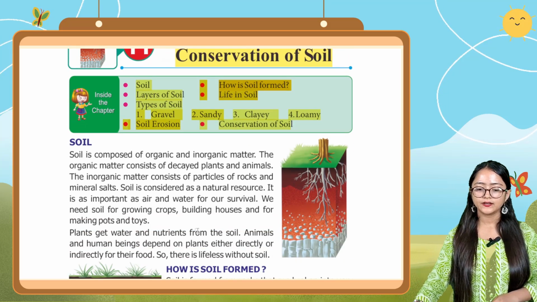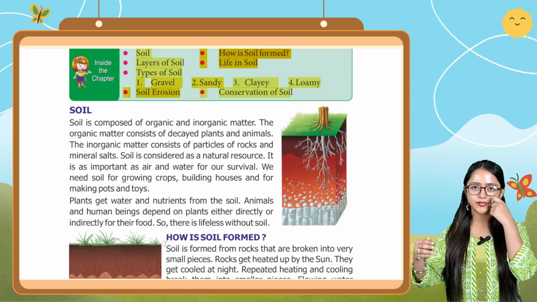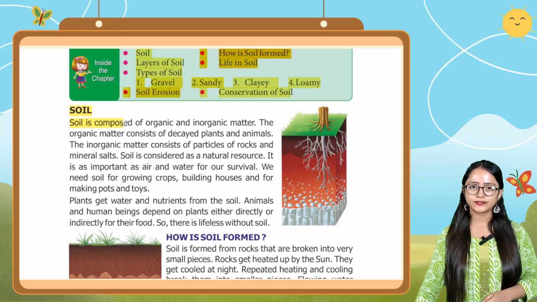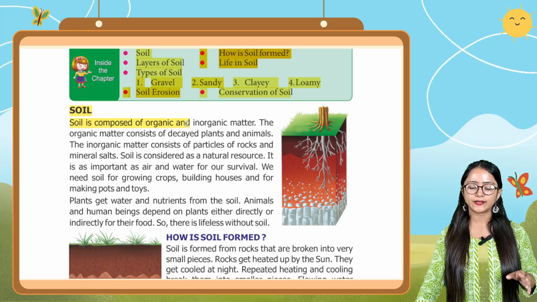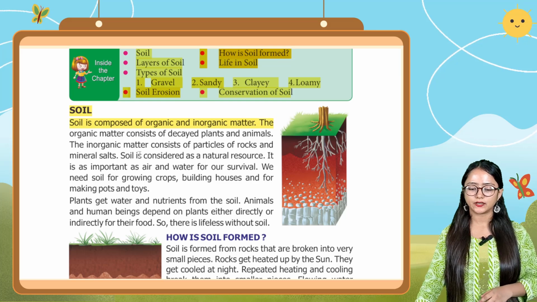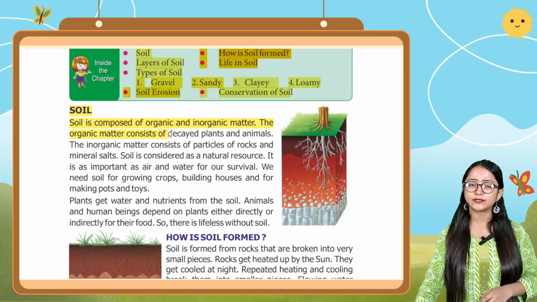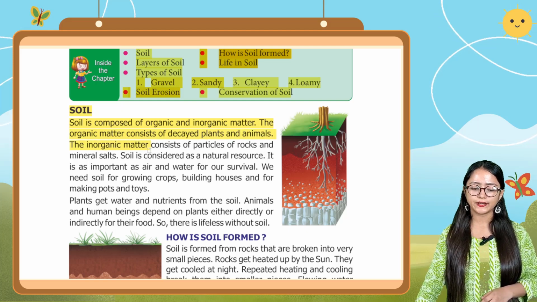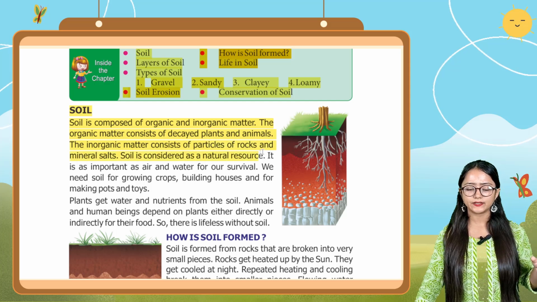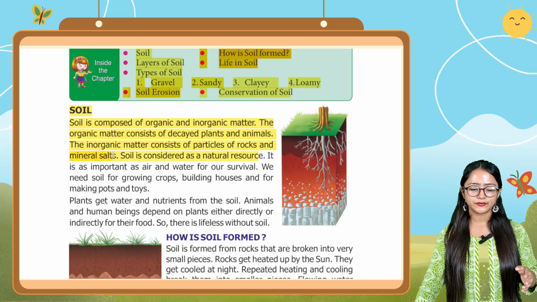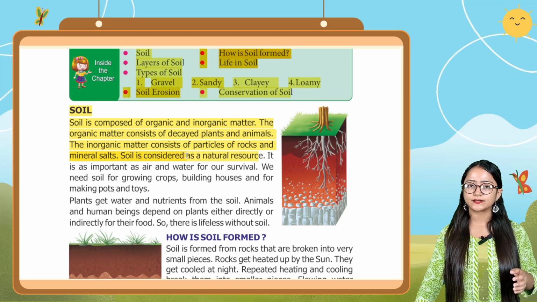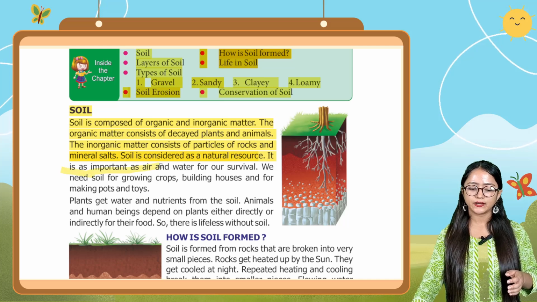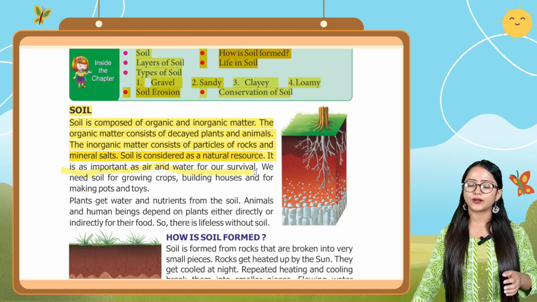So in this chapter we are going step by step. The first one is soil. Soil is composed of organic and inorganic matter. The organic matter consists of decayed plants and animals. The inorganic matter consists of particles of rocks and mineral salts. Soil is considered a natural resource. It is as important as air and water for our survival.